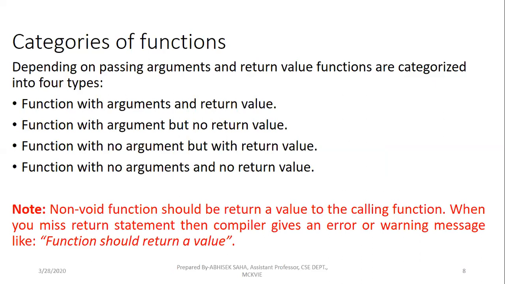So depending upon the parameter list and return type or the return value, functions can be categorized into 4 types. The first type is function with arguments and return value. Second is function with argument but no return value. Third is function with no argument but a return value. And the fourth is function with no argument and no return value.